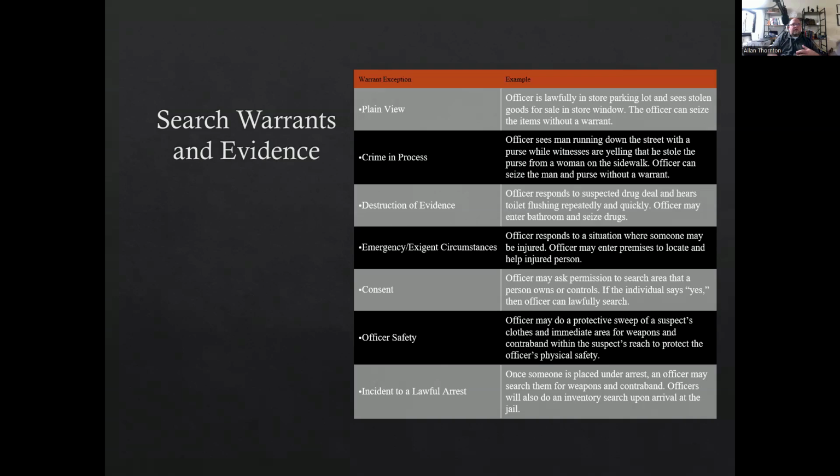The same goes for if an officer goes up to a pawn shop and sees stolen items, or what they suspect to be stolen items. They can seize those through the pawn shop and get the information that goes with it. Another exception is if they witness a crime in process. Of course, they do not have to go through the whole process of trying to get a warrant to arrest someone or to search them once they do catch them.